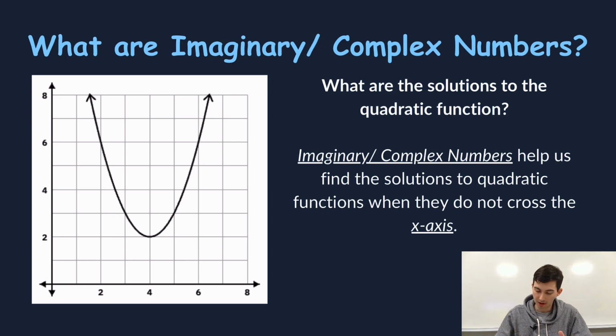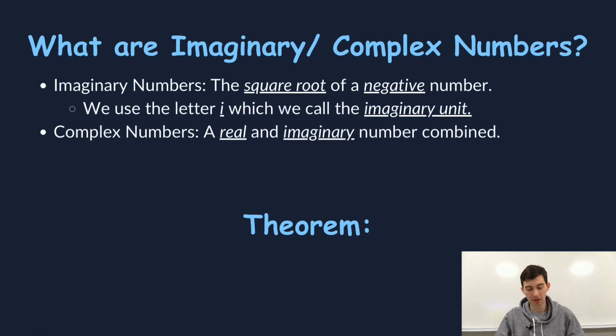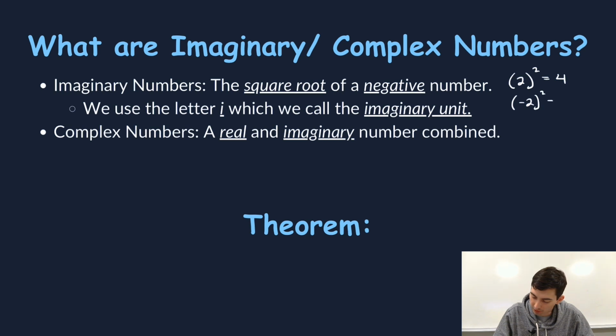Okay? And so an imaginary number is the square root of a negative number, right? So if we think about doing 2 squared, 2 squared would be 4, but also negative 2 squared, negative 2 times negative 2, also gets you positive 4. So it's impossible to square a number and end up with a negative number. And so that's how we get the imaginary unit, which we call i.